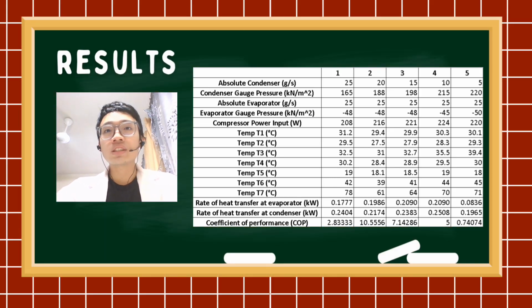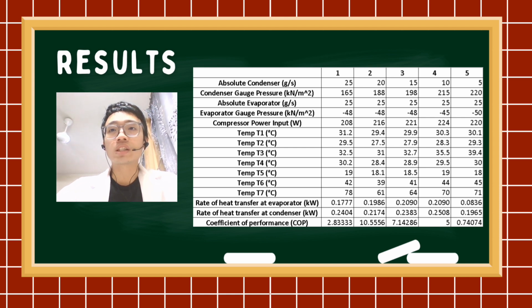So as you can see, this is our experimental result. The experiment starts from 25 gram per second mass flow at the condenser, and we repeat it 5 times, and each time it decreases by 5 gram per second. And we keep a constant mass flow of 25 gram per second at the evaporator.